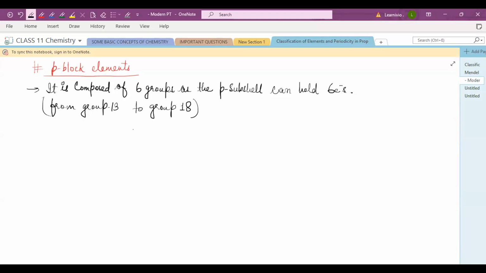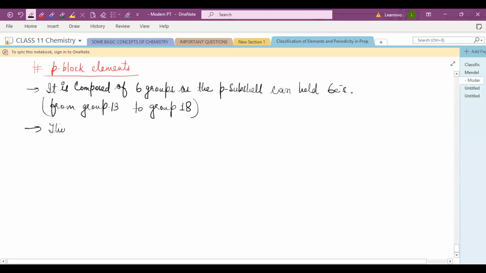Basically, the p block elements lie on the extreme right of the periodic table. Where are p block elements? They are on the extreme right of the periodic table. And just remember s block elements plus p block elements are collectively known as main group elements, main group or representative elements. So just write down.